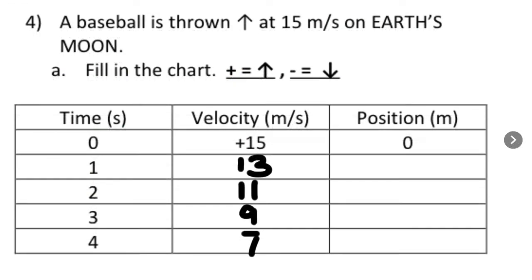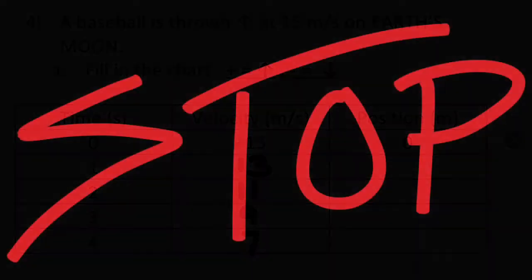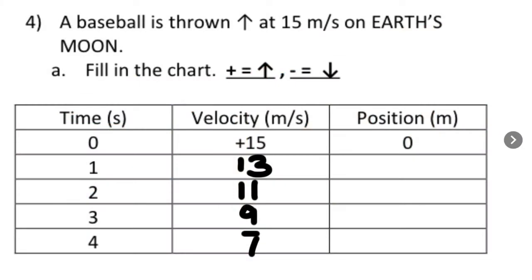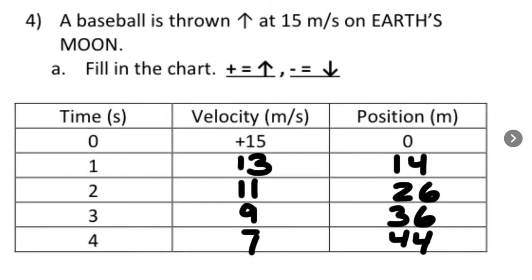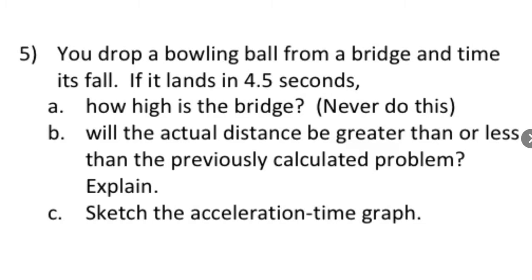Totally different thing. Same idea though. Loses 2 every time. Doesn't even get to the top in that 4 seconds. Solve for the position. That's what you get. Average velocity times time. It goes really far.